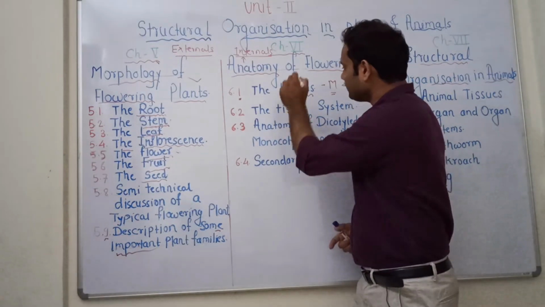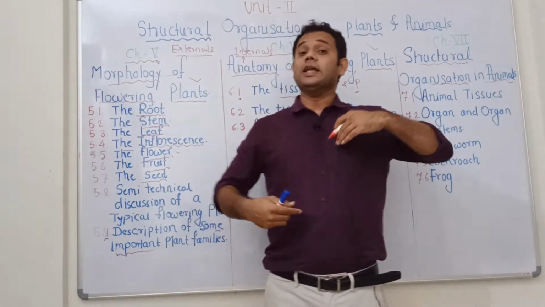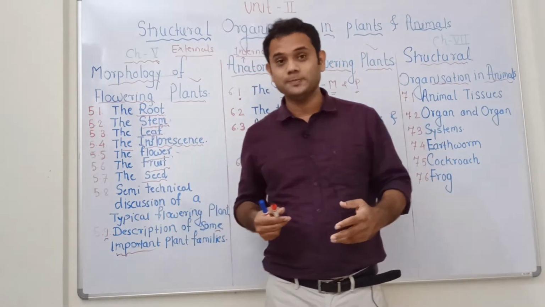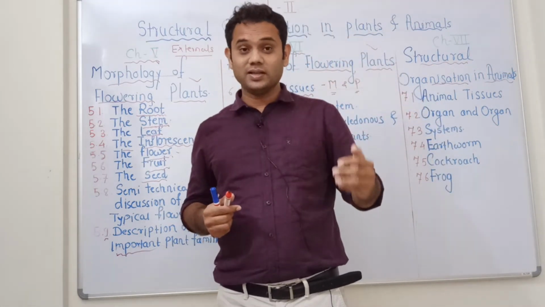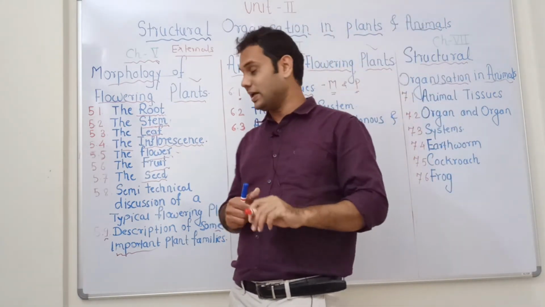Then tissue system. What are the different types of tissue system? There is an epidermal tissue system. There are 3 different types. Epidermal tissue system is there. Then there is a ground tissue system and another is vascular tissue system. So that will be studied in detail.